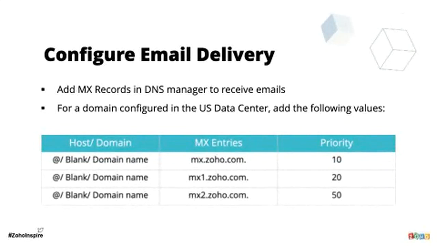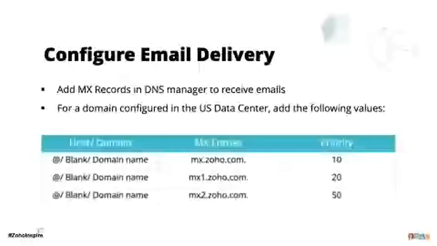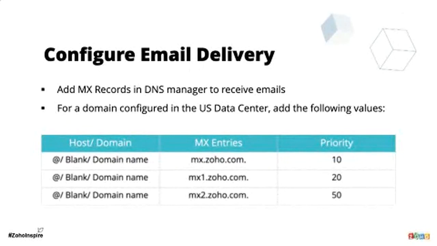So I have already spoken to you about priorities, but let me just briefly tell you about it again. Whichever server has the lowest priority value in the DNS manager will be tried first. After that, the other servers will be tried in the order listed.